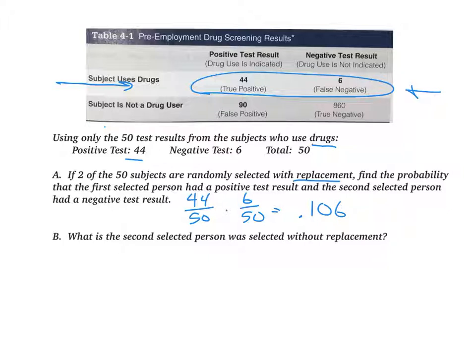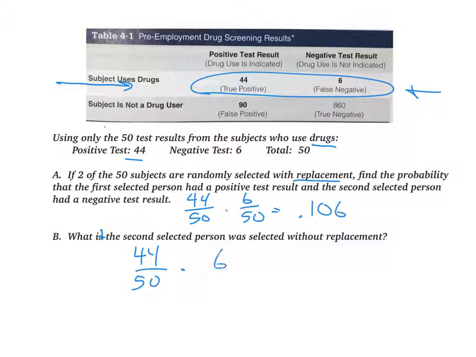Now look at part B to see the difference. What if the second selected person was selected without replacement? So the first person is still the same, all right? 44 to 50 chance of getting someone with a positive test.